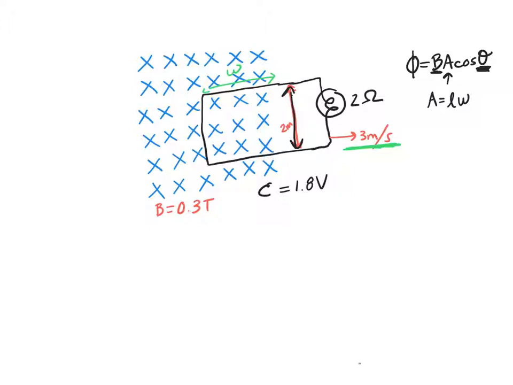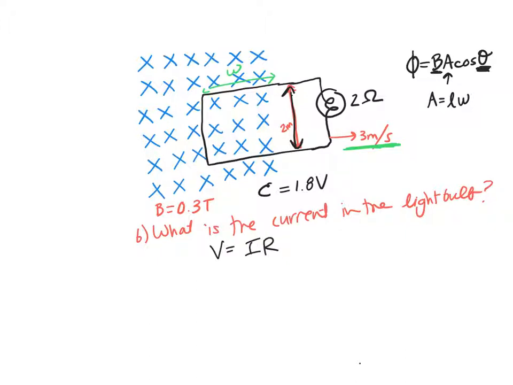So now what is the current in the light bulb? Great question. Of course, we would go to Ohm's law. So 1.8 equals the current times the resistance, and the resistance is 2. So the current is 0.9 amps. Yay, I feel smart.